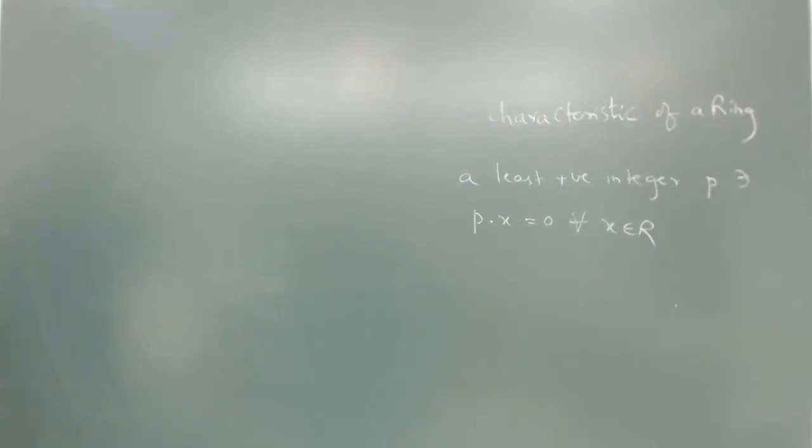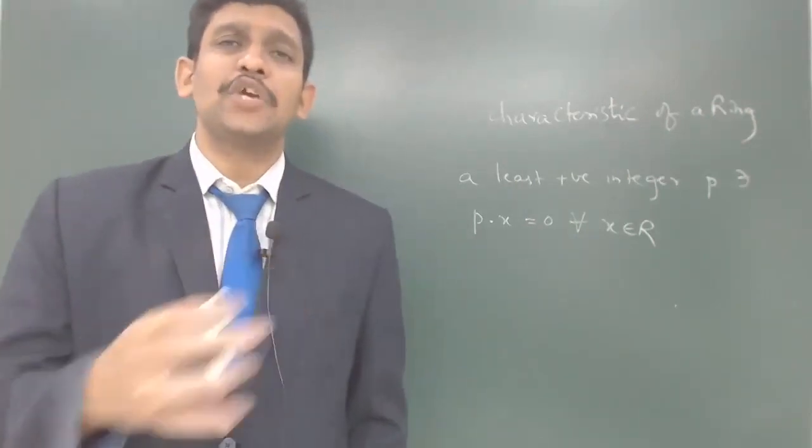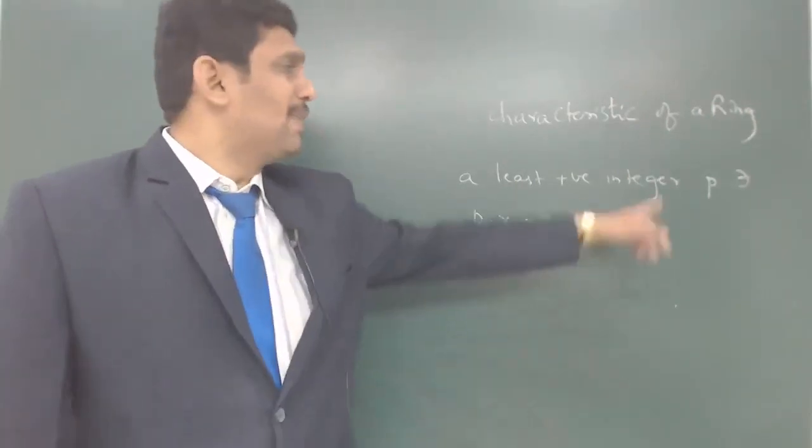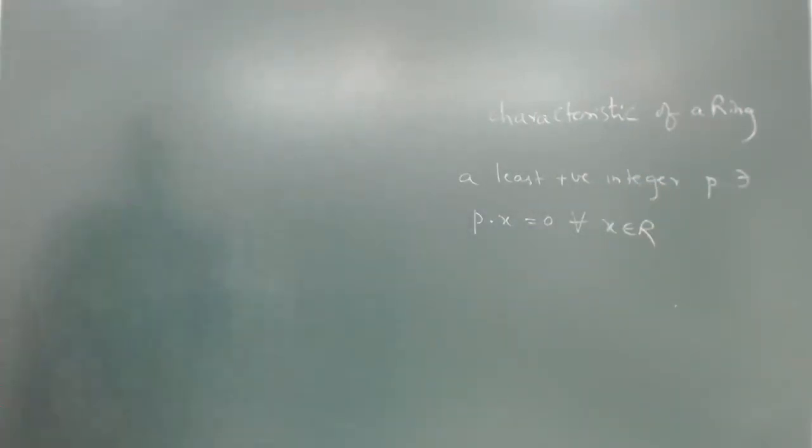it is the least positive integer p such that p into x equal to 0 for every element in the ring. That means you can take any value in the ring. If you multiply with this number, you will get 0. That was the concept of characteristic of a ring.